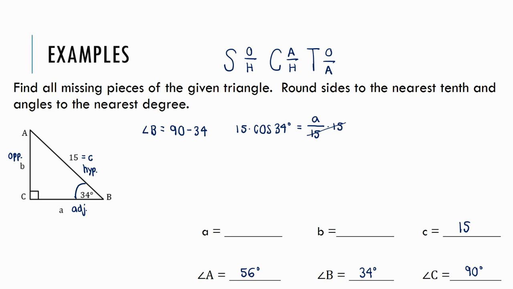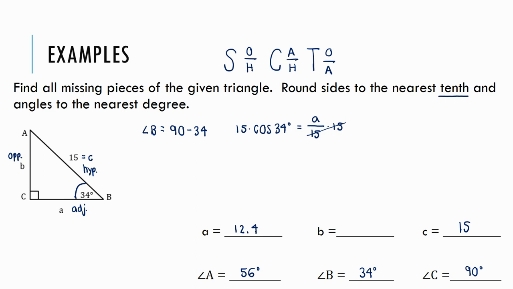Luckily for us, that gets us the variable by itself. So then we can just type into our calculator 15 times the cosine of 34. Once again, because the directions are asking us to round to the nearest tenth, we want to move it to 1 decimal place. So that means you have to look at the second decimal. I see 12.43. So the 3 tells me that the 4 is going to stay as it is. So we get 12.4. Another thing to notice is that my leg that we just found, A, has to be smaller than the hypotenuse, which it is. So that checks out as well.